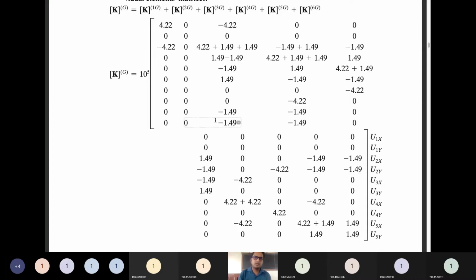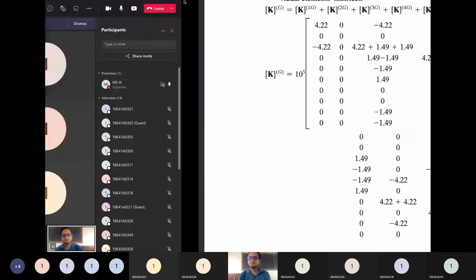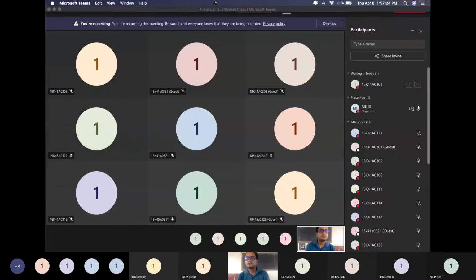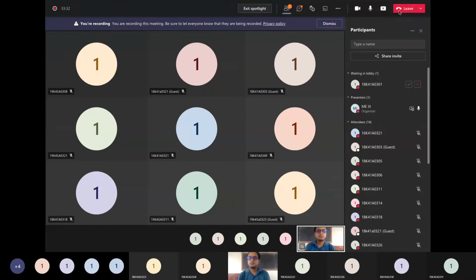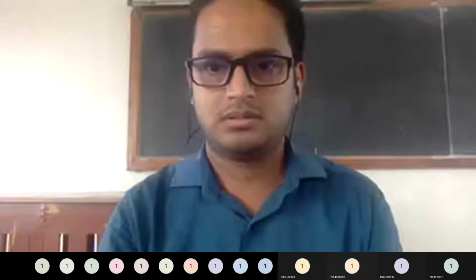Okay, so here you can put your global stiffness matrix. Is this clear, or shall I explain this global stiffness matrix? Okay, I will explain it on the board. Don't worry. Stop the screen share.